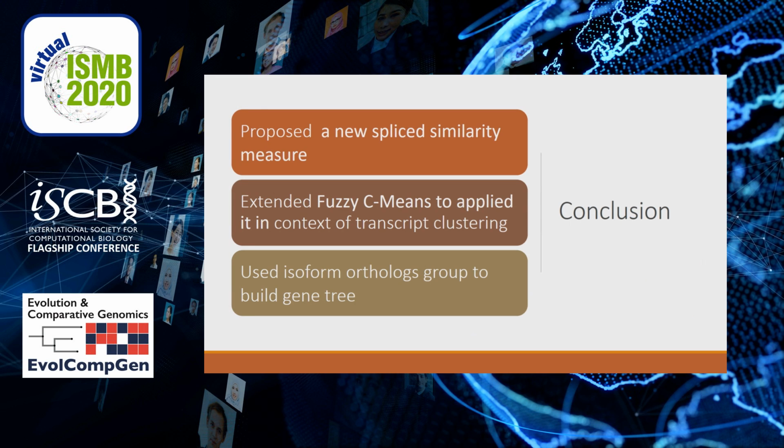In conclusion, in our work, we propose a new similarity measure. We extend the fuzzy c-means and apply it in the context of transcript clustering. And finally, we use the isoform ortholog group to build gene trees.